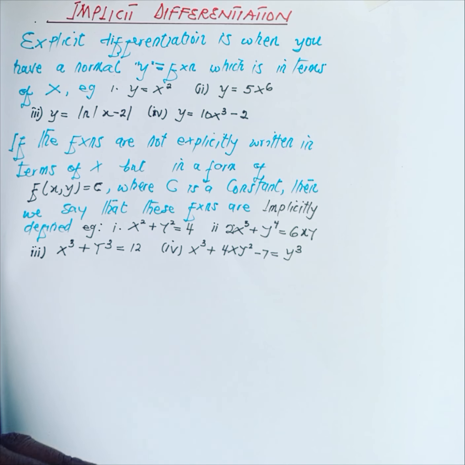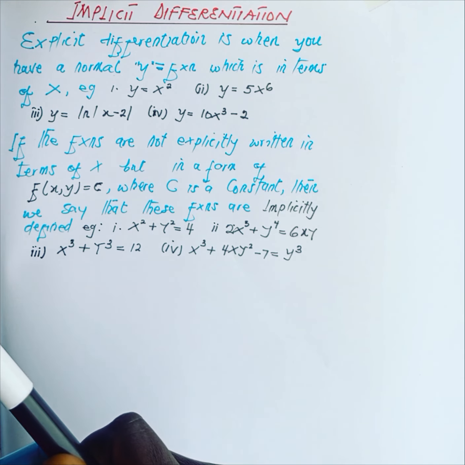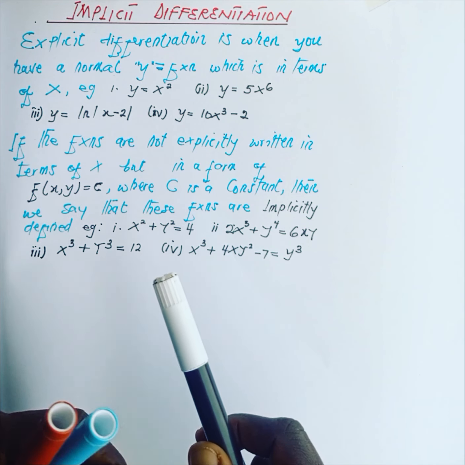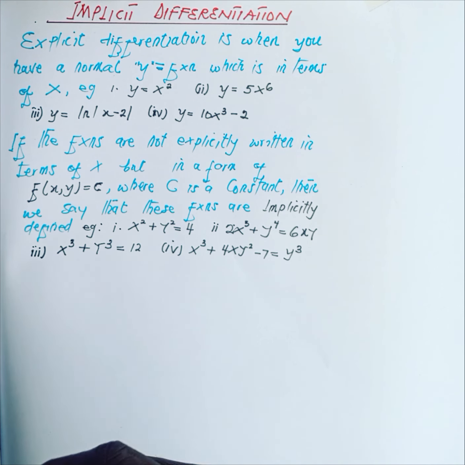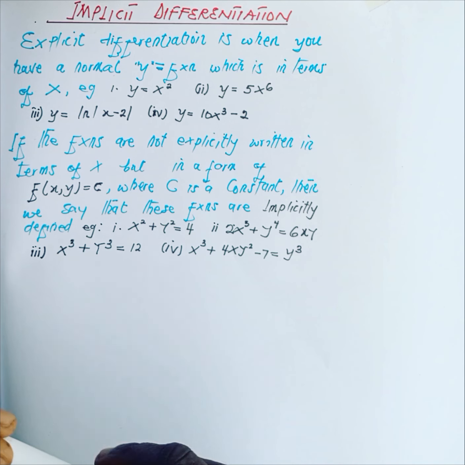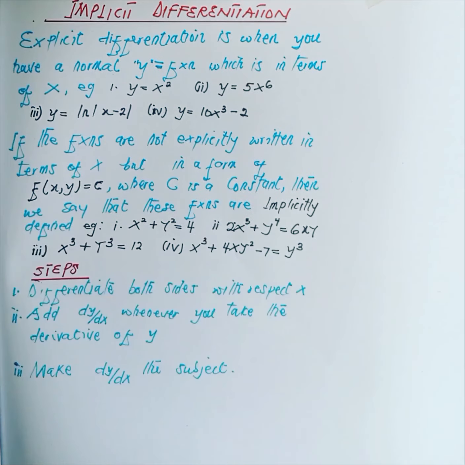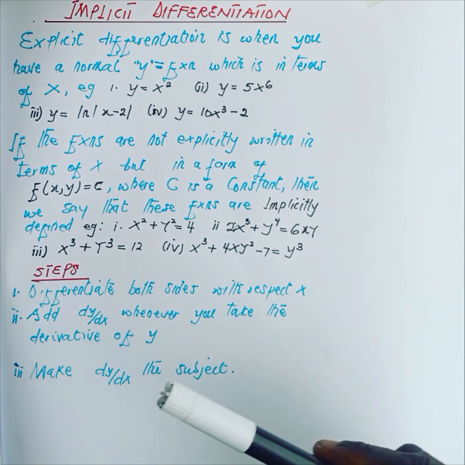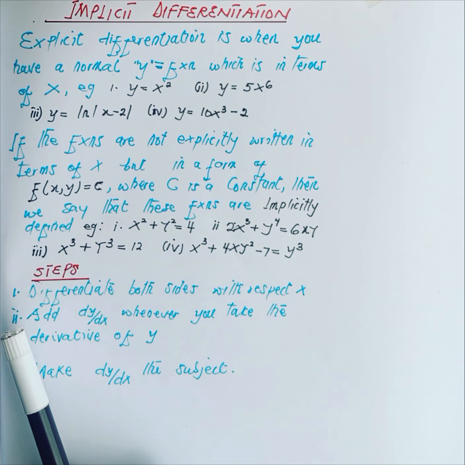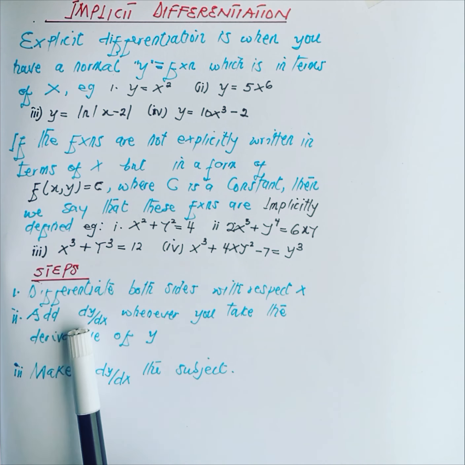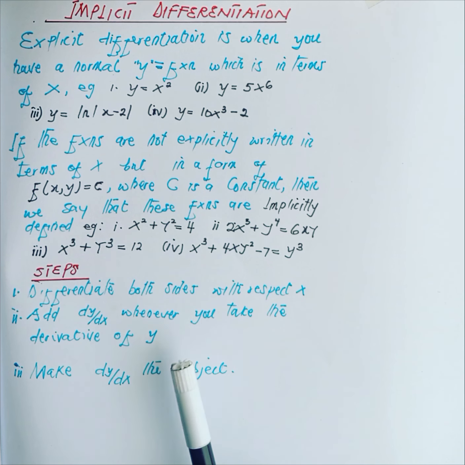Now that we know what implicit functions are, how do we find the derivative of these functions? We are going to go through some steps which will guide us. First, differentiate both sides with respect to x. Second, add dy/dx whenever you take the derivative of y. Third, make dy/dx the subject.